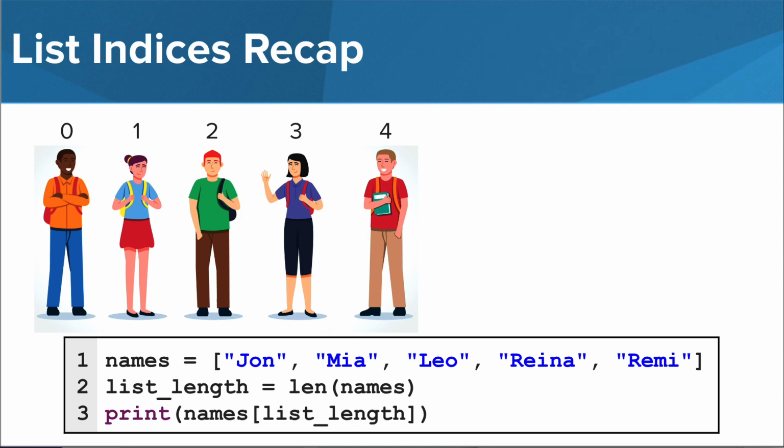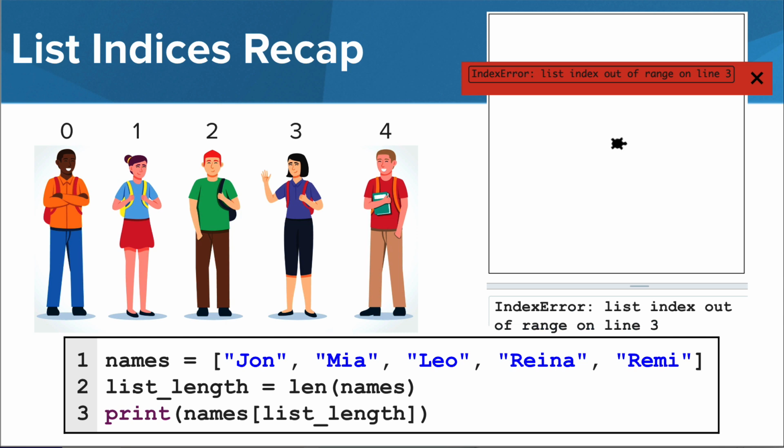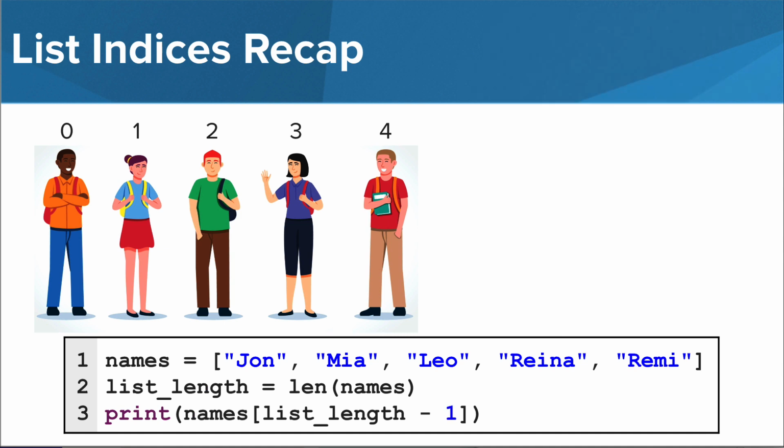For example, if instead of printing that value on line 3, we use that value to access an item in the list, when we run this, we will get an error telling us that the list index is out of range. This is because the value of list length is 5, and we don't actually have an item with an index value of 5. We can still use the list length variable to help us access the last item in the list by subtracting 1 from it.